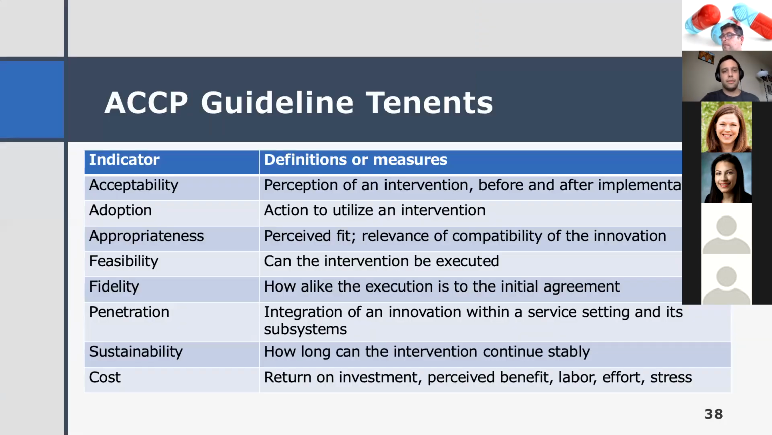In that paper, they actually focused on a couple tenets for the ability to do this, and this is an entire figure in the paper, so I would encourage all of you to refer to it if you're looking for more specifics. The indicators that they adopted were eight long: acceptability, adoption, appropriateness, feasibility, fidelity, penetration, sustainability, and of course, cost. The definitions that they used for those are listed here.